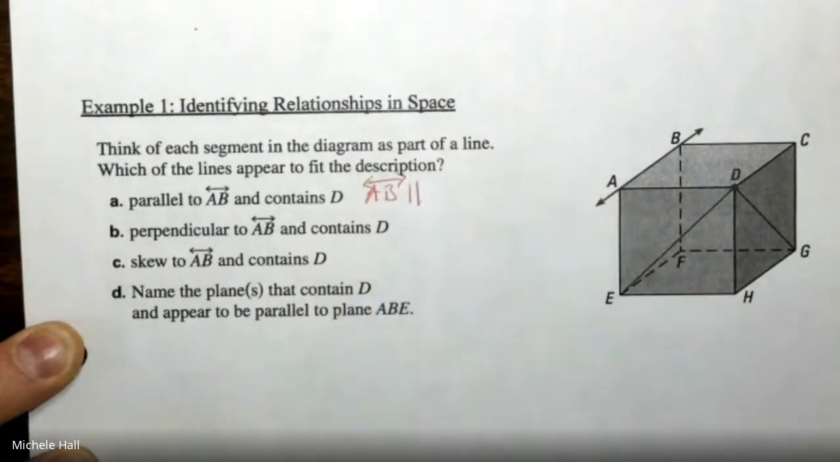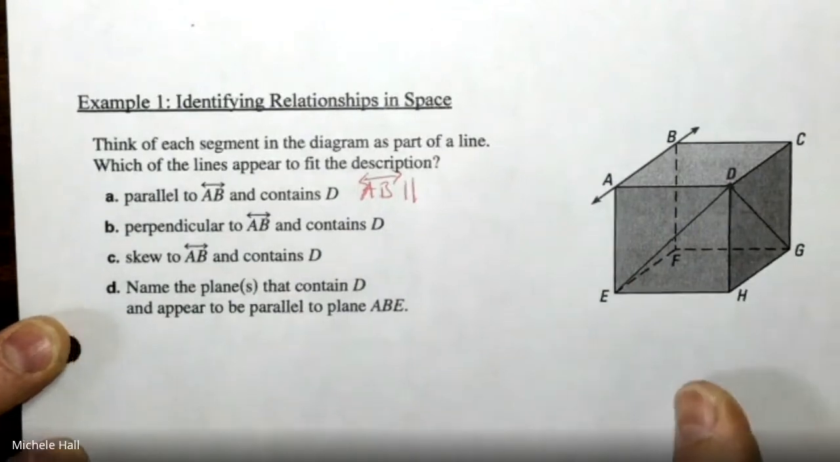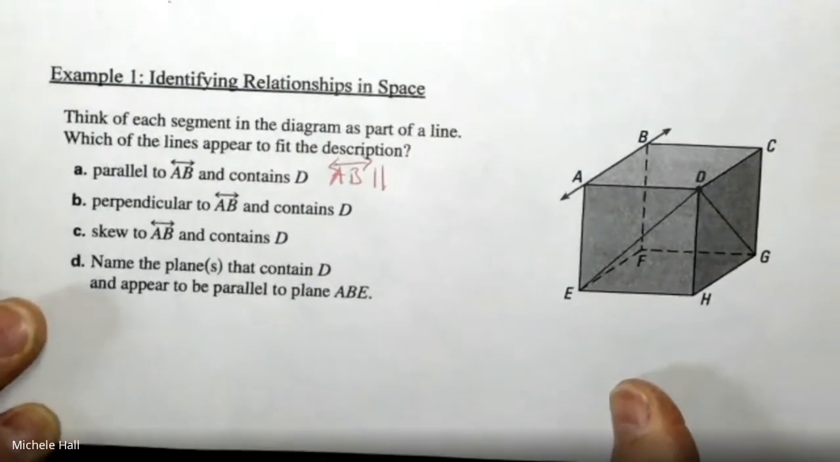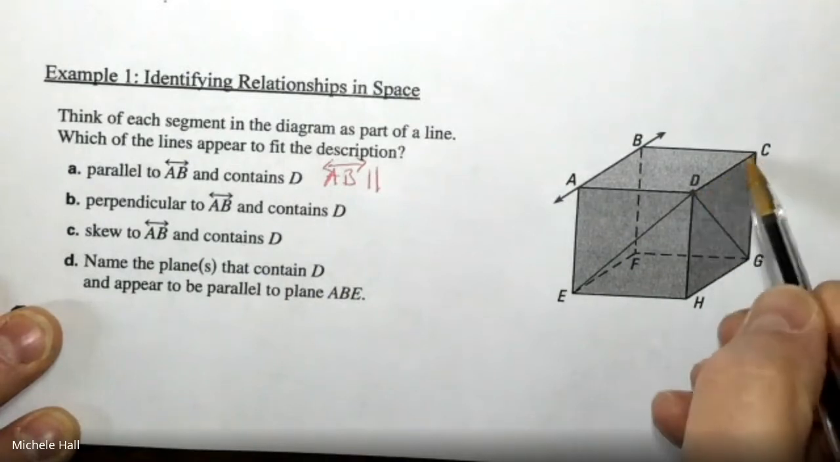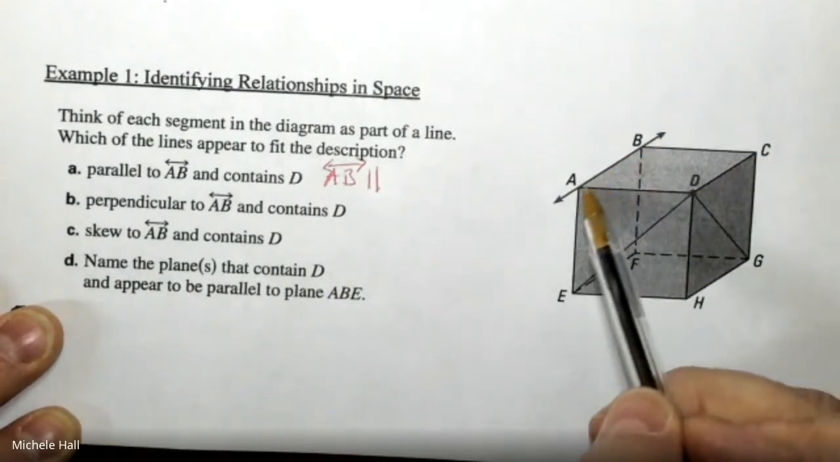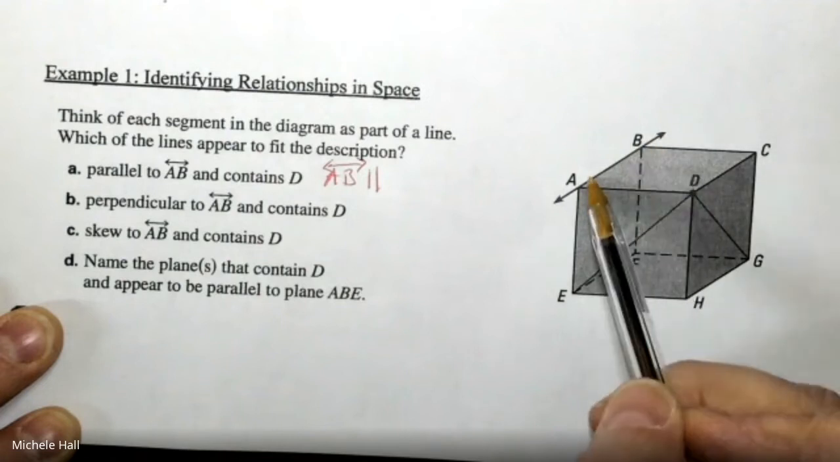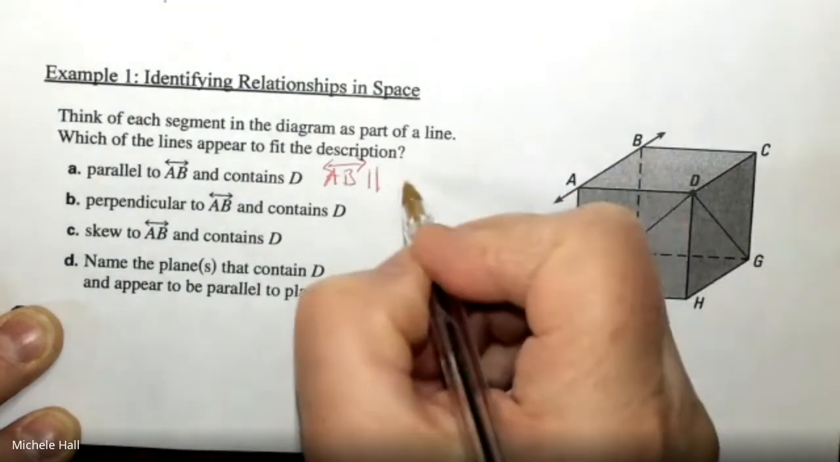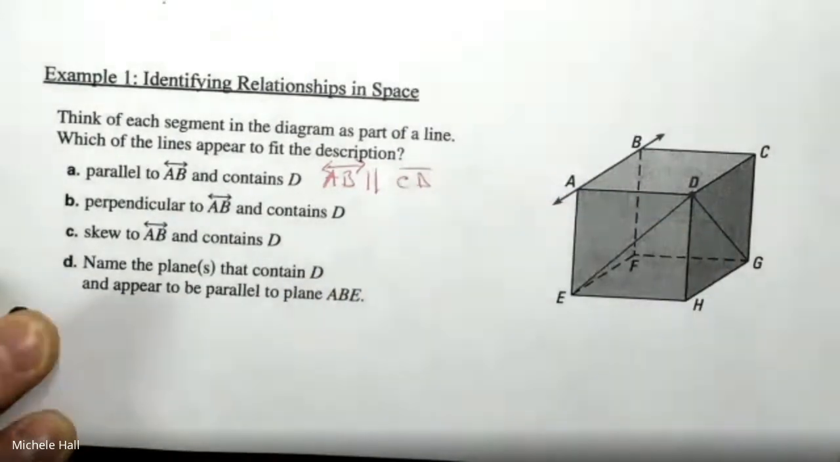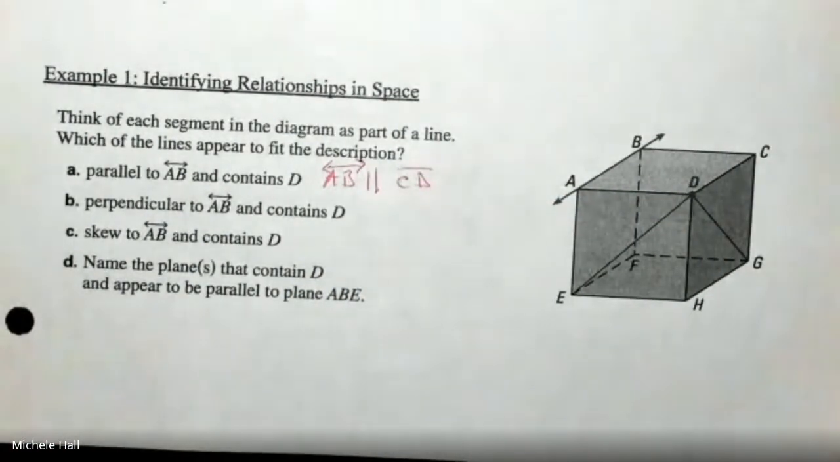Line AB is parallel. Is it line CD or just segment CD? What do you think? It is just a segment because it stopped at both ends, whereas on this side, they actually have arrows on the ends of those lines. So you could say that line AB is parallel to segment CD with just a line above it. And it contains the point D.